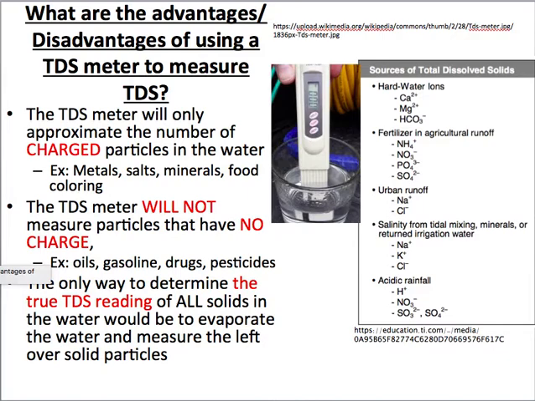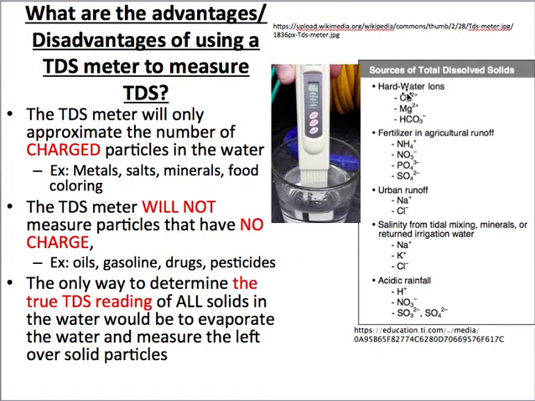So we measure TDS using a TDS meter. This is a typical TDS meter. What you do is you put this meter into the water and it gives you a reading of how many ppm of solid there are in the water. There are advantages and disadvantages to this though. The typical TDS meter will only measure charged particles. What I mean by that is things like metals, salts, minerals, and food coloring. Charged particles, you can see here.